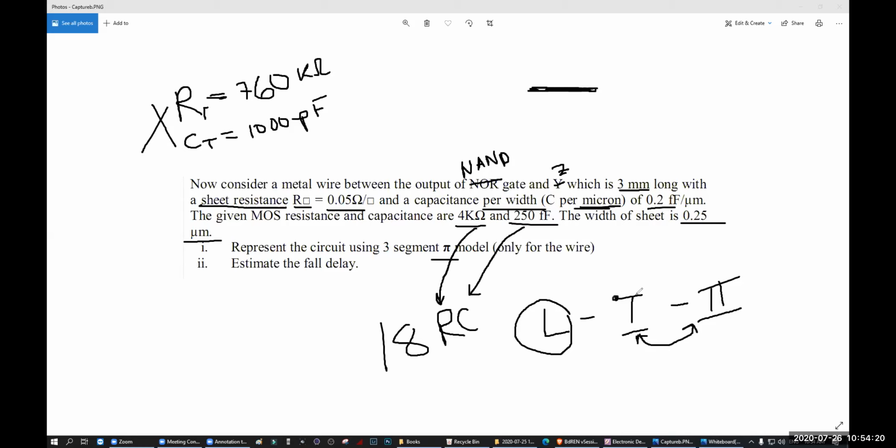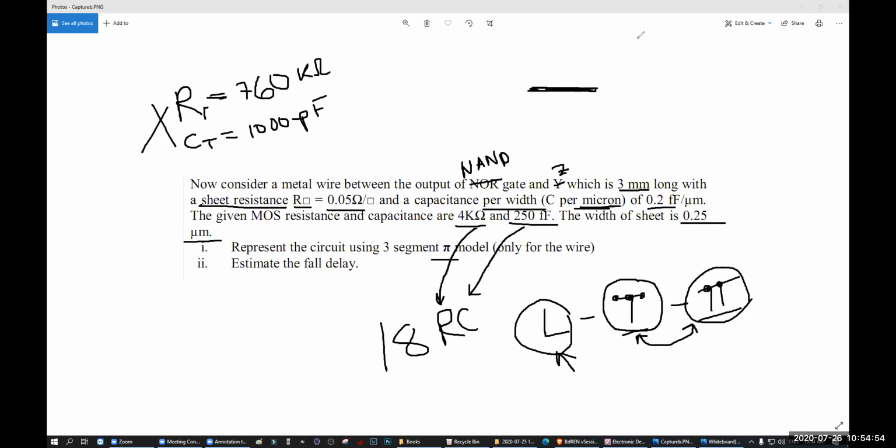One node is here, one is here, another one is here: 3 nodes. This one makes 2 nodes, one here and another here. So the easier one is the pi model. The T model requires one more extra line. You can go for either, but both are similar. The L model is pretty bad and not good for analysis. Okay, 3-segment pi model. Estimate the fall delay. Now, what do I mean by this? I will explain in a second.